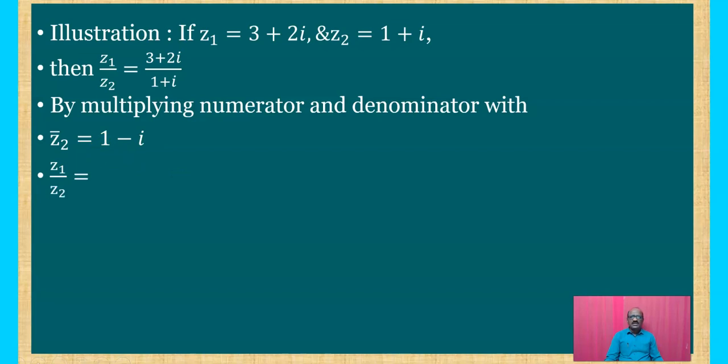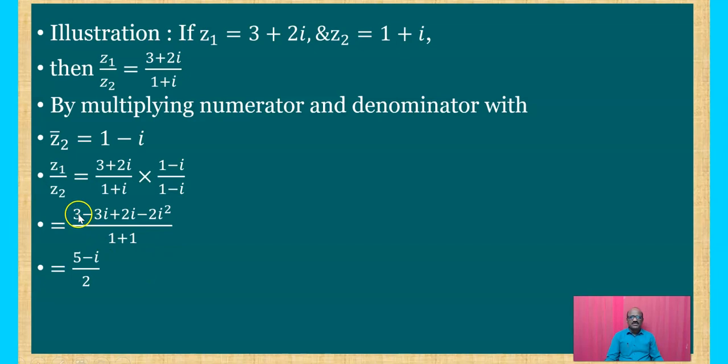Therefore, z1 upon z2 is equal to 3 plus 2i upon 1 plus i, into 1 minus i upon 1 minus i. Now the multiplication: 3 into 1 is 3, 3 into minus i is minus 3i, 2i into 1 is 2i, 2i into minus i is minus 2i square. For 1 plus i into 1 minus i, that is 1 square minus i square, but i square is minus 1, so the minus and minus will become plus. Therefore here it is 1 plus 1, and then we'll simplify this.